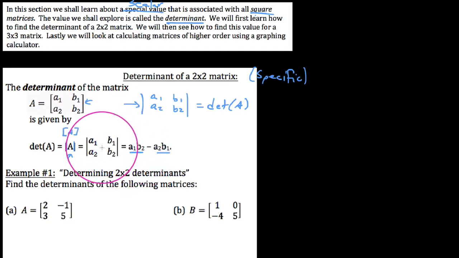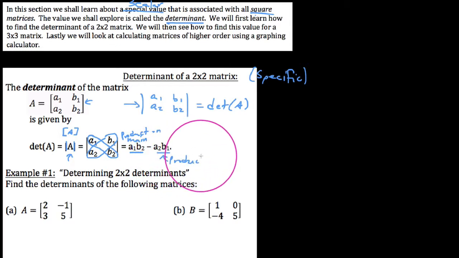So let's talk about A1 times B2 first. We say, well, where are these two values in a 2 by 2? What we're saying is that these are the product of the mains. We say product on the main diagonal. Okay. So we'd say that A2B1, now, if we were to say A2B1, this is the product of the opposing. So this right here is the product of the opposing diagonal.